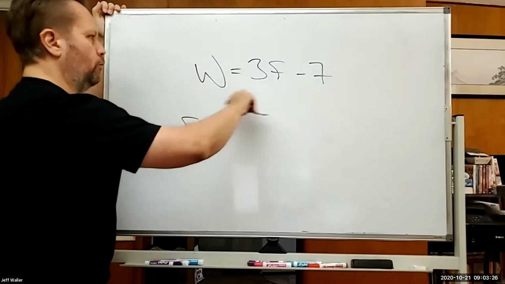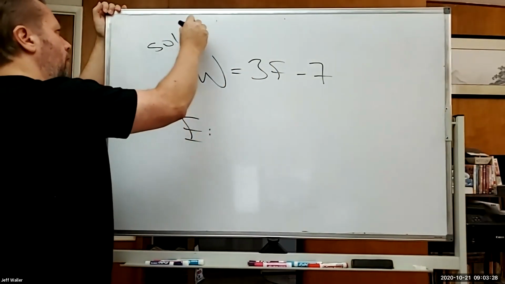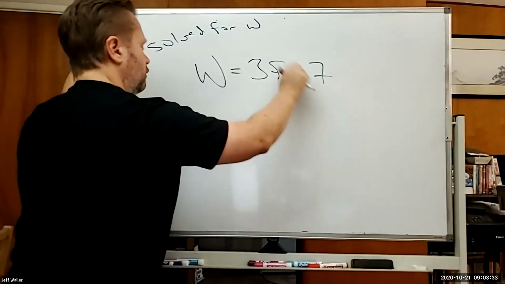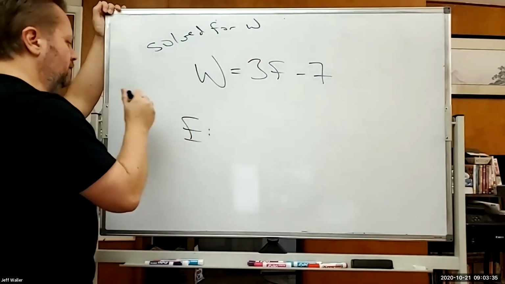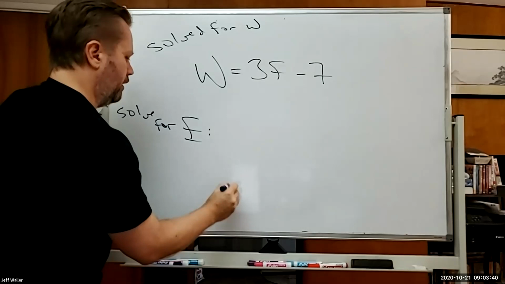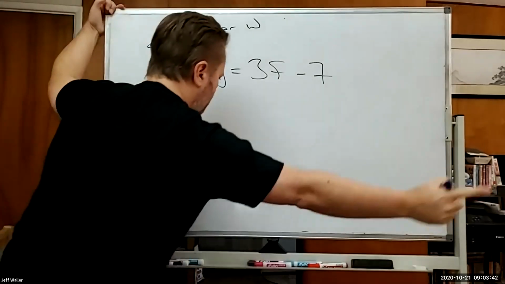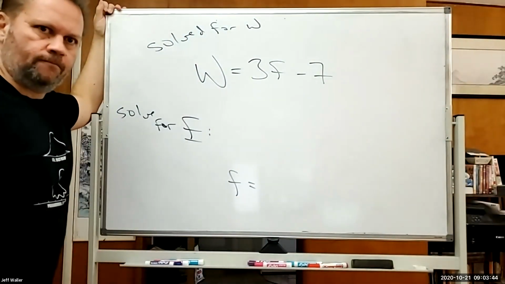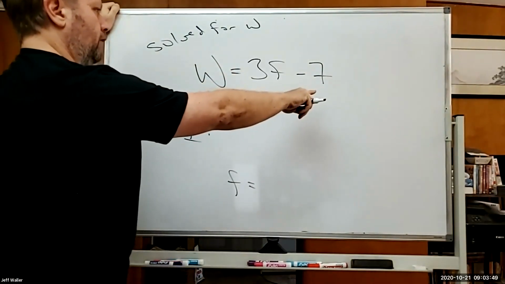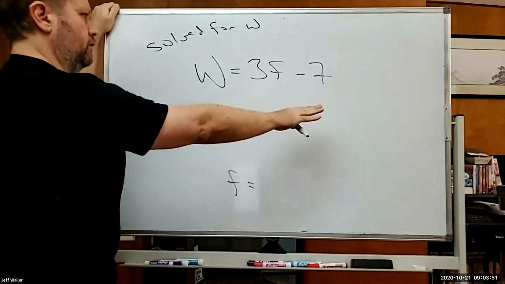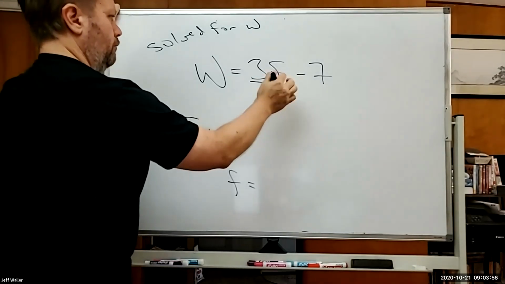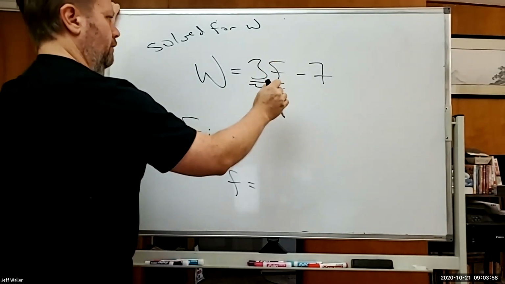Right now, this equation is solved for W. Does that make sense? Because W equals stuff. So if they say solve for F, I want to end up with F equals something. So how do I start to solve this equation for F? What do I have to do first? Where's my F?